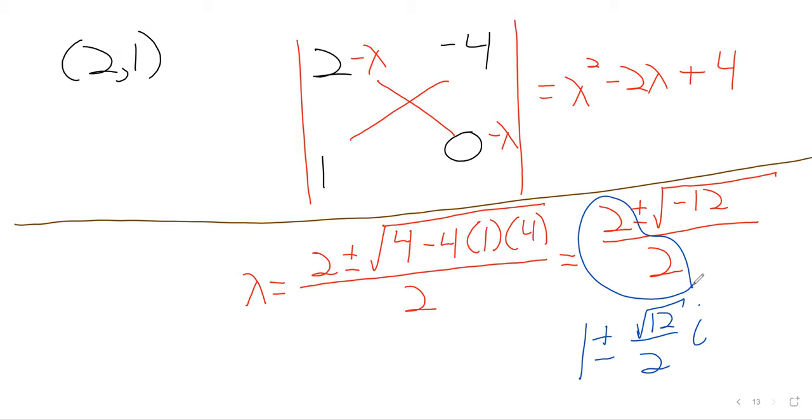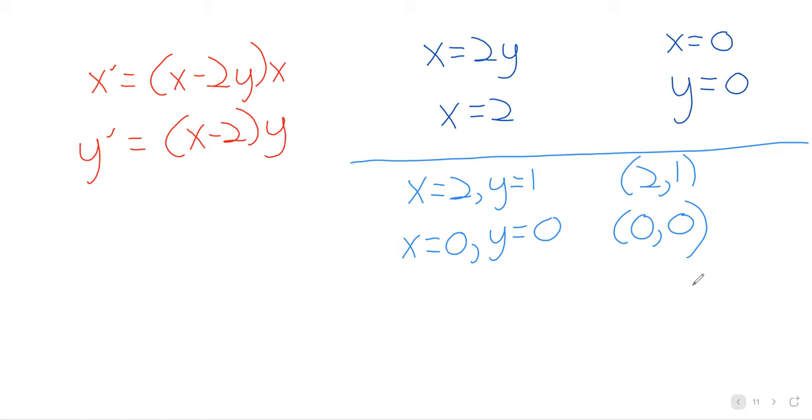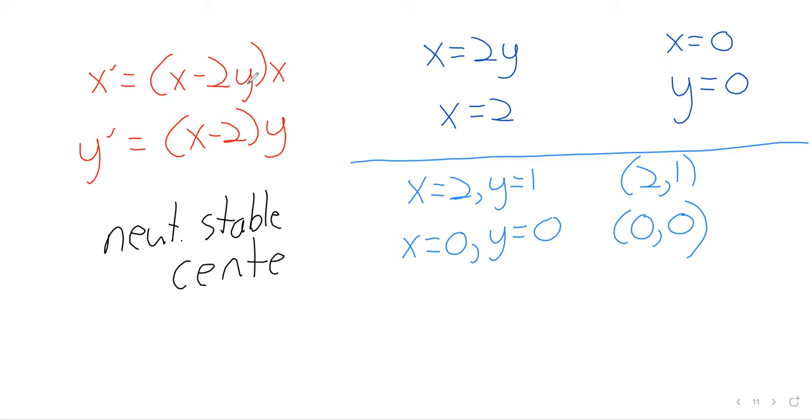And now we just go back to, I never wrote a table down, but we essentially have a table of possibilities. And if we go to the possibility where the eigenvalues are complex and the real part is 1, we find that it is a neutrally stable center. So we failed to analyze one of the fixed points, but we successfully classified the other fixed point.